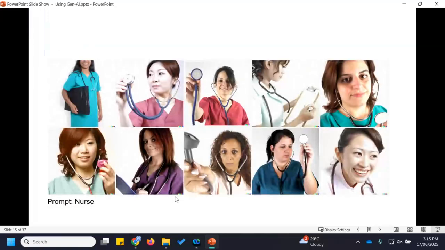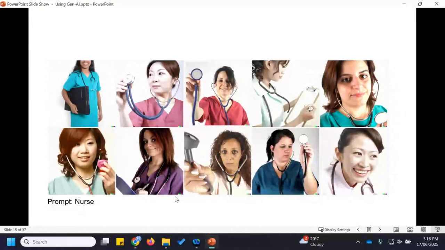So for example, we asked a tool to give us a picture of a nurse. That was our prompt, and it's given us this. What do we notice? They're all women, yep. They're mostly women of color. Yeah.